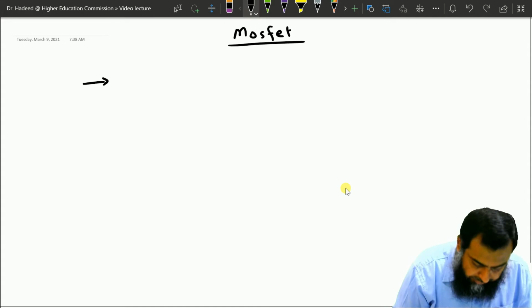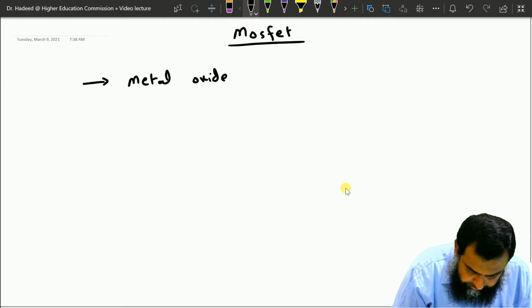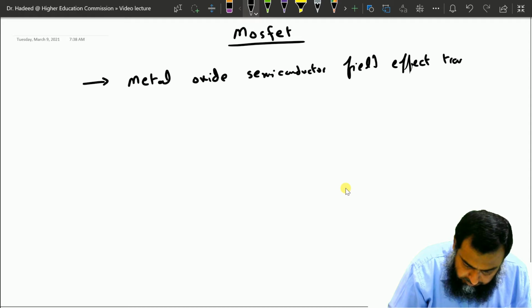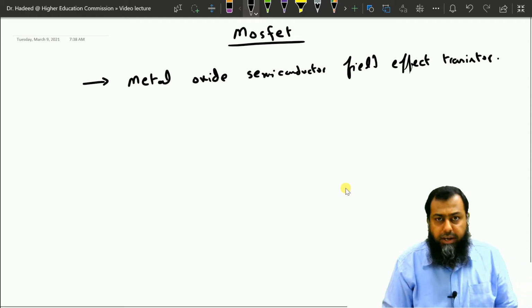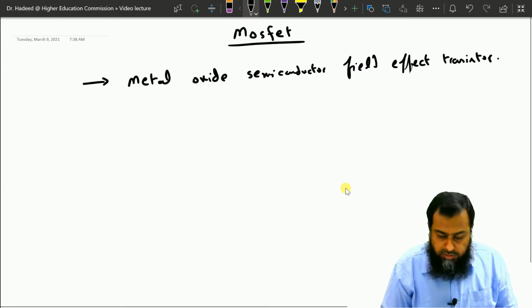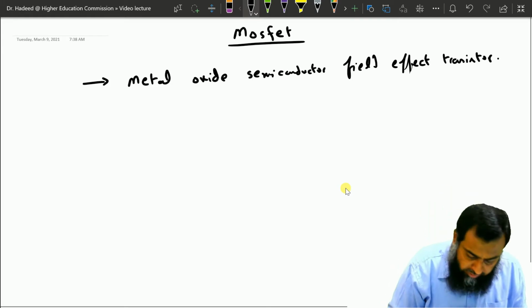MOSFET is an abbreviation of metal oxide semiconductor field effect transistor. You might have studied this in your first course on electronics, electronic devices and circuits. Therefore, we shall not dig deep into the working and operation of a MOSFET. However, we would like to see some of the aspects which are really very important to understand the concepts of power electronics. It is a three-terminal device.